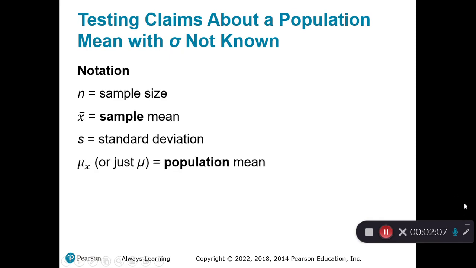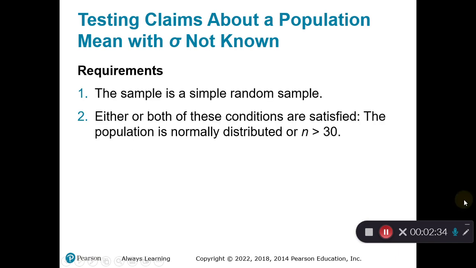Let's review some notation quickly. Lowercase n, as always, stands for the sample size. X bar is going to continue representing the sample mean. S is going to continue representing the standard deviation for the sample. So S is sample standard deviation. Mu with an X bar subscript, or just mu without any subscript, will stand for the population mean.